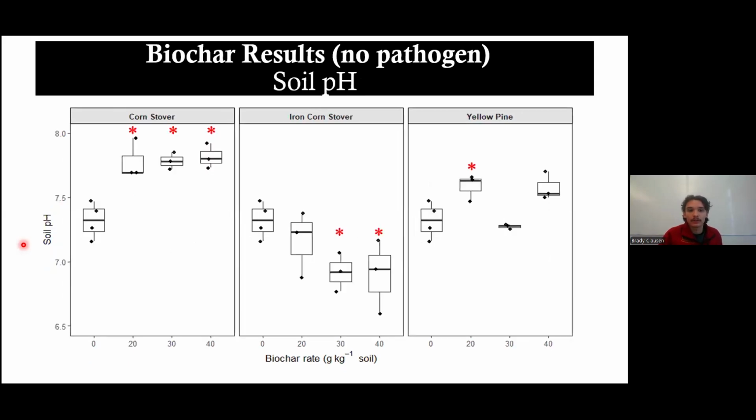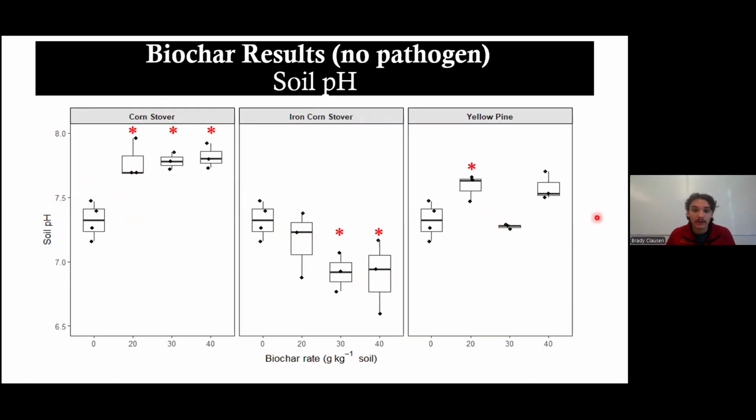And then, of course, this is just the final slide for no pathogen, basically baseline plant health performance. And you'll see how the soil pH changed based on the application of these different types. So you have corn stover on the left, which raised the pH, iron corn stover, which dropped the pH, and then yellow pine remained relatively comparable to the control, maybe a little bit of an elevated pH there.